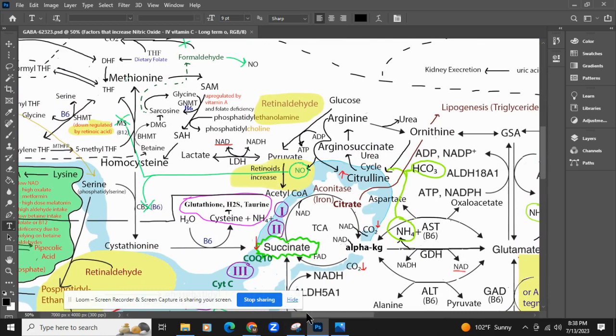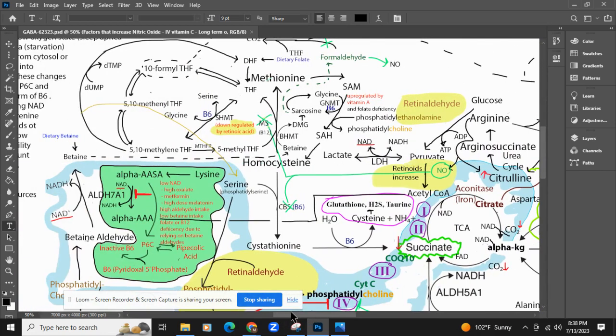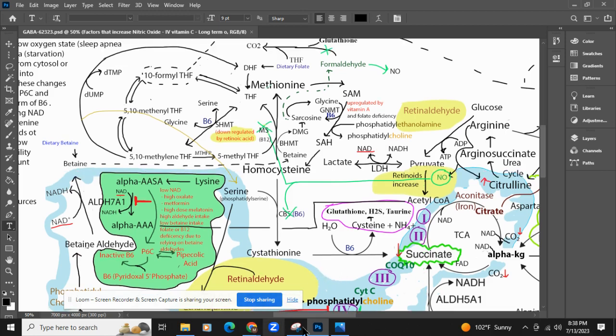It's a methylation pathway. So actually, I'm going to talk about this in the next video. I'll make a second video. It'll be part 2. So look for that.